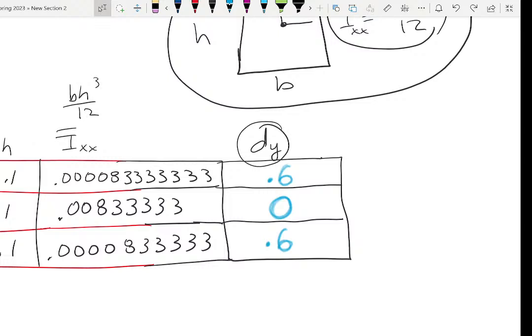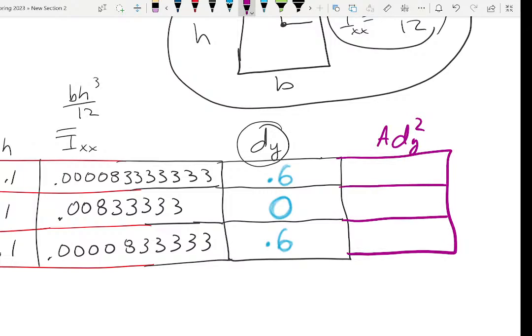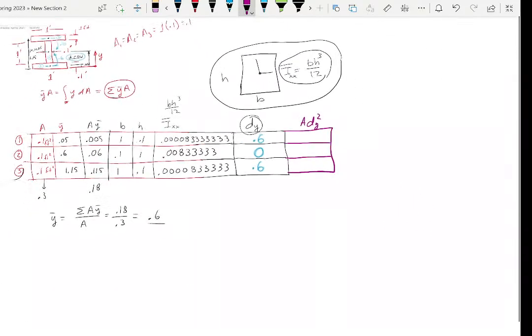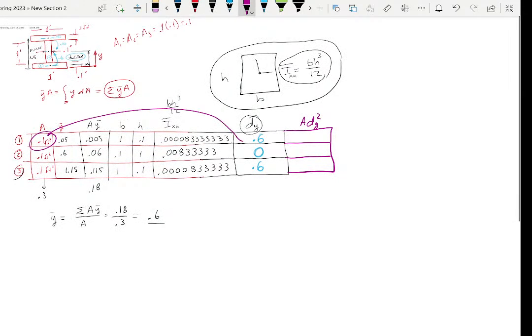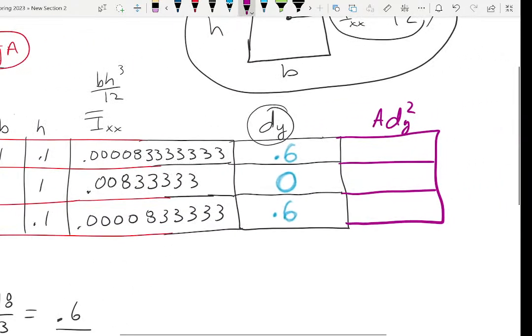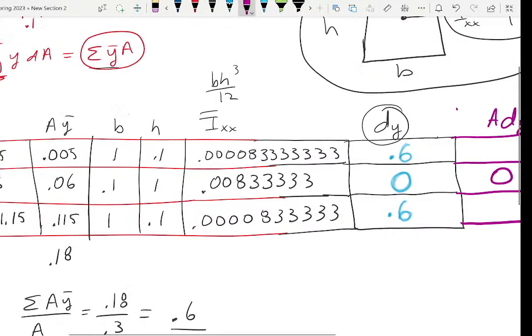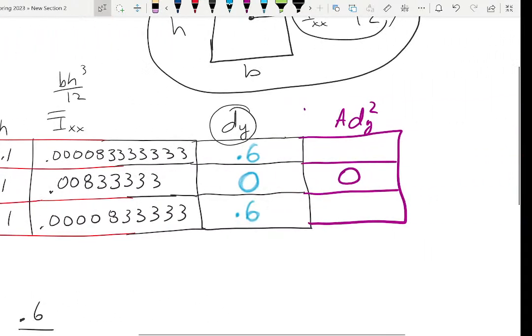So the next thing you do is you do this. Okay, let me go back to another color. So you do area dy squared. So now you take this column and multiply times that one squared and put right there. And luckily, everything has an area of 0.1. So this entry is going to be 0 because the dy here is just 0. So that's gone. So the area on all these is 0.1. So you get 0.06 and 0.06.